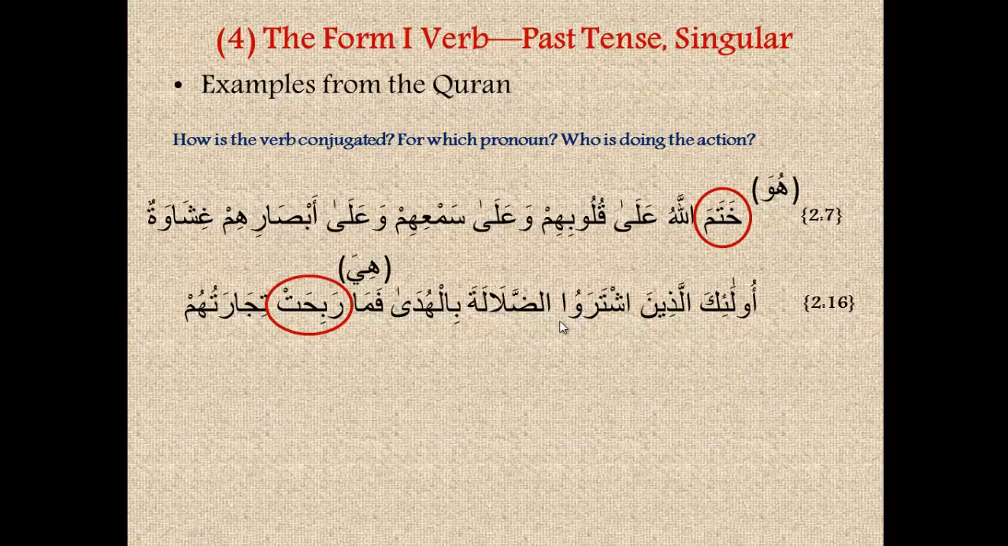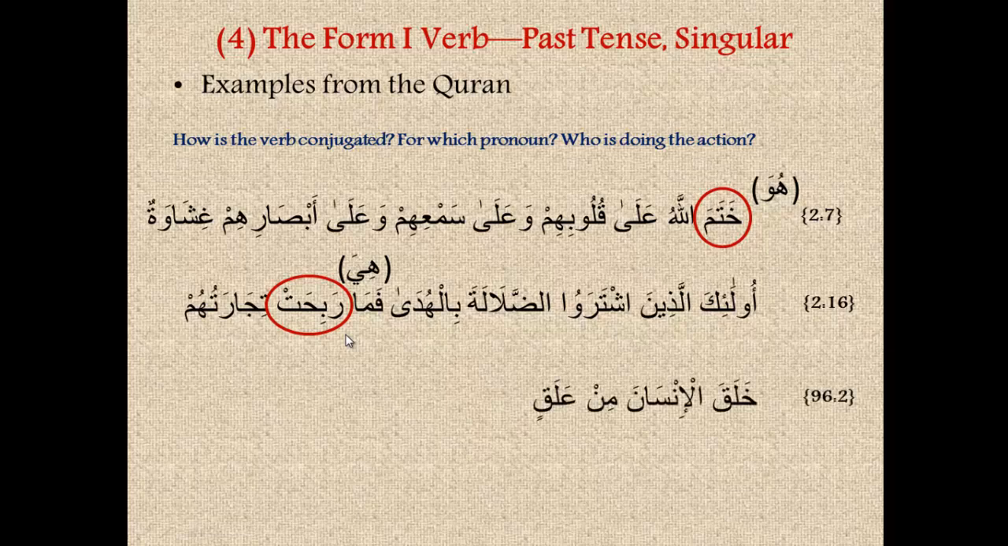أُولَٰئِكَ الَّذِينَ اشْتَرَوُا الضَّلَالَةَ بِالْهُدَىٰ. أُولَٰئِكَ الَّذِينَ, they are those who have purchased or traded ad-Dalalah, misguidance, for guidance, and their transaction or purchase was of no benefit. فَمَا رَبِحَتْ تِجَارَتُهُمْ.